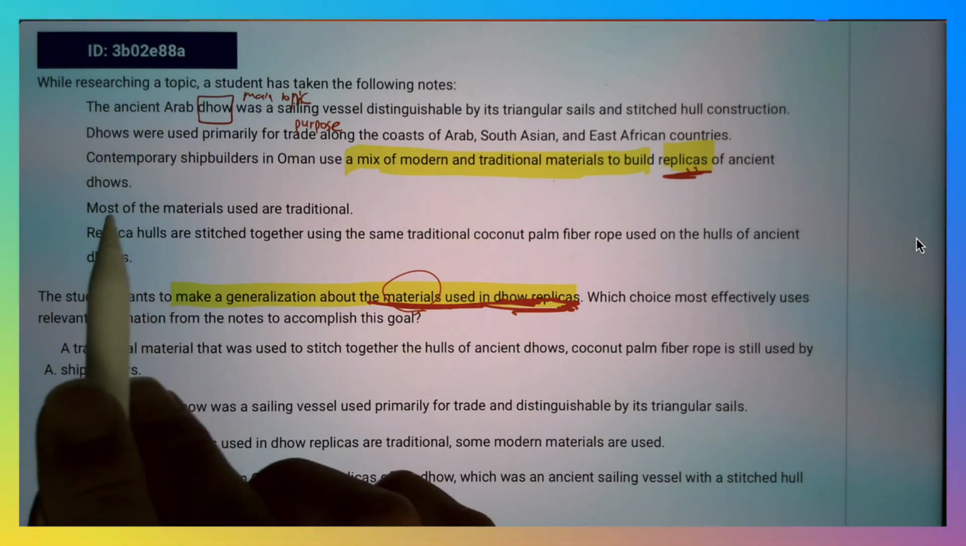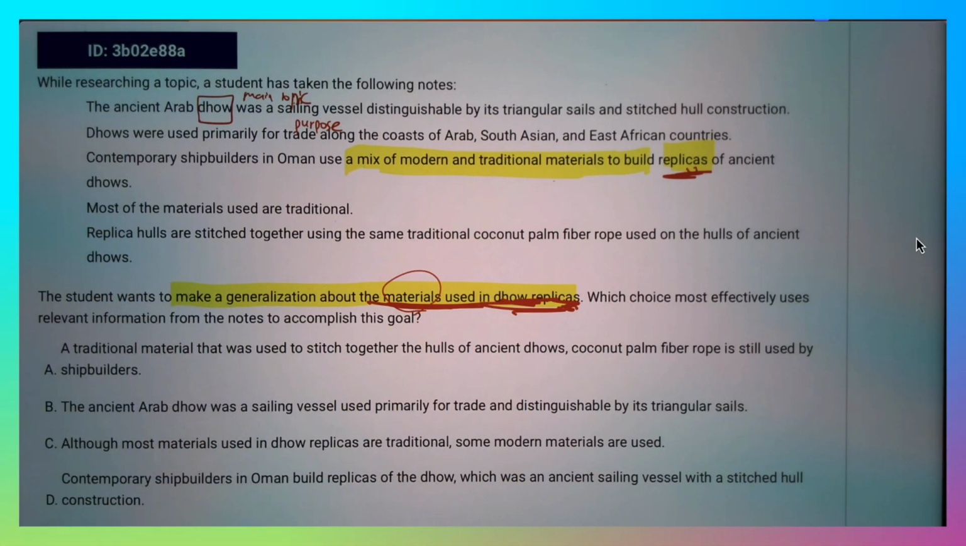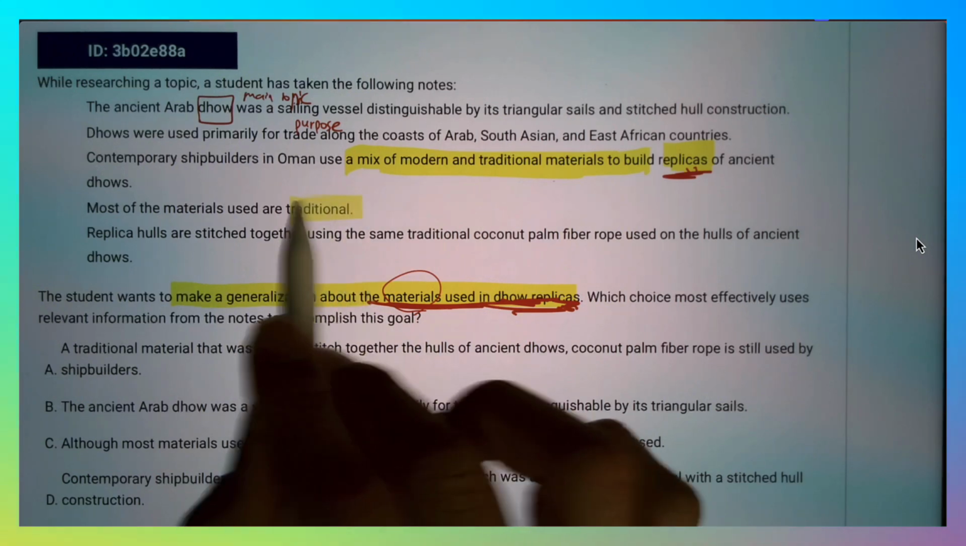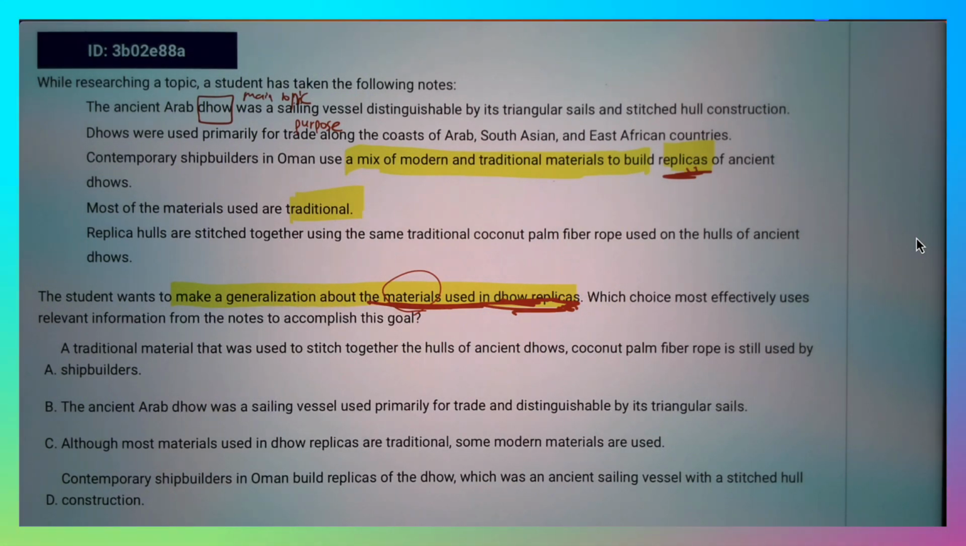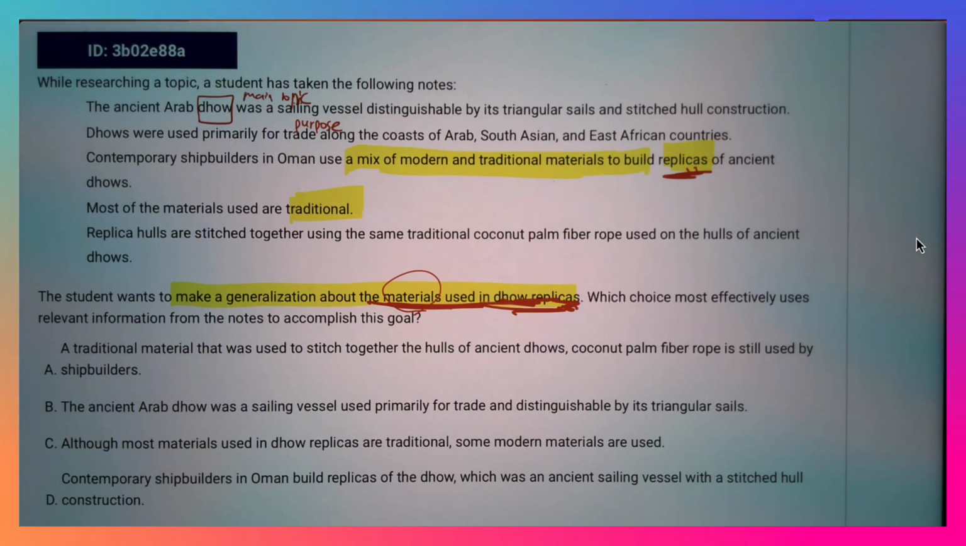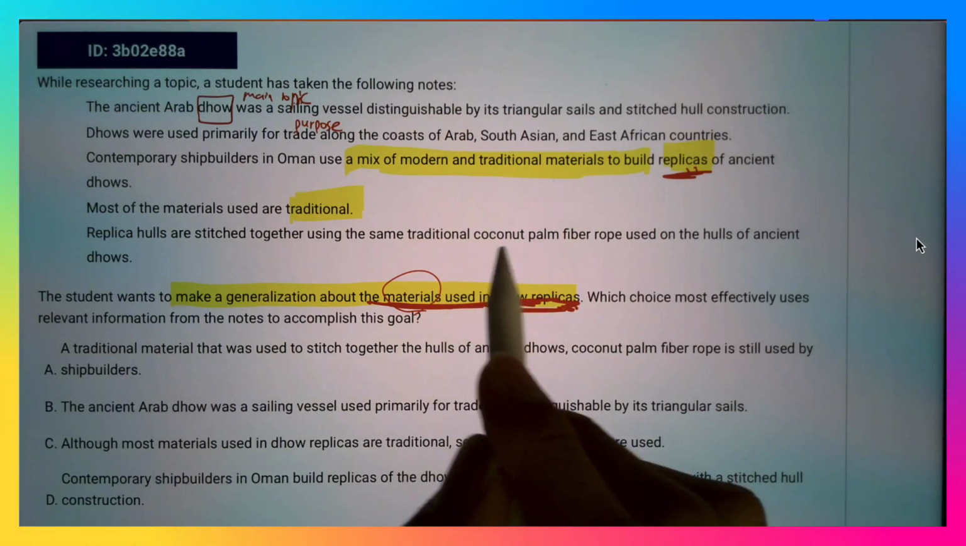And in the next line, most of the materials used are traditional. Okay, good to know. And last, replica hulls are stitched together using the same traditional coconut palm fiber rope. Now we talk about some detail. Do not choose anything that contains a coconut palm fiber.